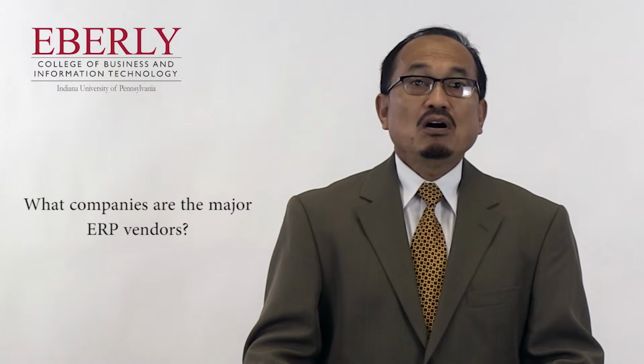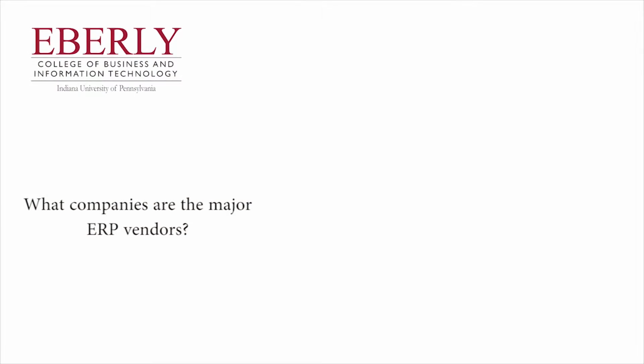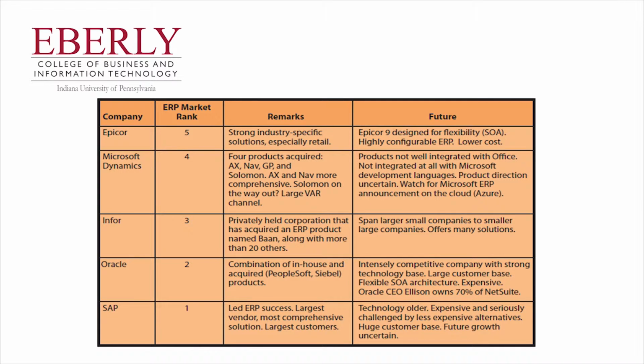What companies are the major ERP vendors? There are more than 100 different companies advertising ERP products. Not all those products meet the minimal ERP criteria. The bulk of the market is held by the five vendors shown in Figure 7.19. This figure shows market rank rather than market share because it is difficult to obtain comparable revenue numbers.